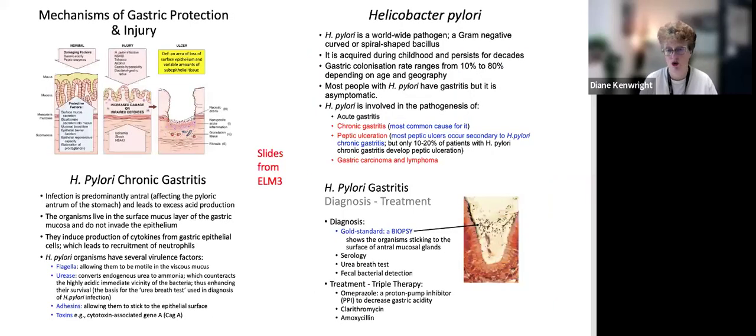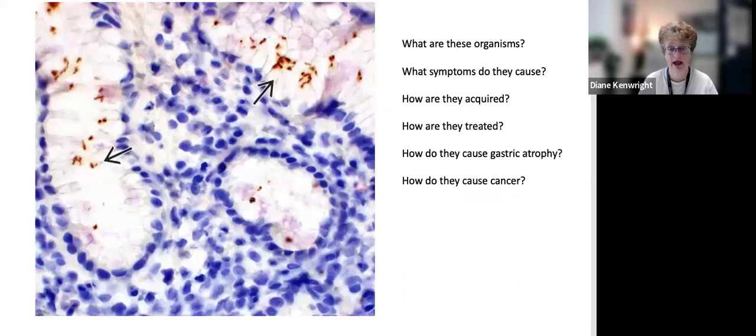Here are notes again from your ELM 3. Remember these notes? We know a lot about Helicobacter. Here they are. So Helicobacter, these little spirochetal organisms living in the mucus are on the surface and the gastric glands. Can you answer these questions?